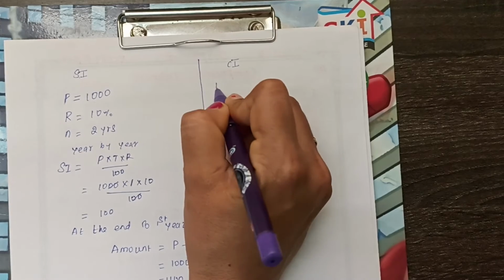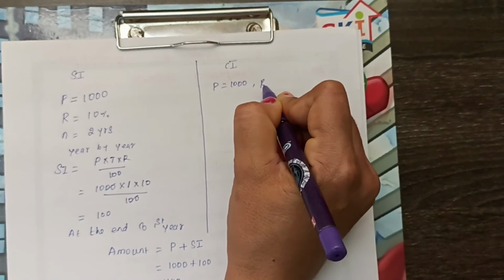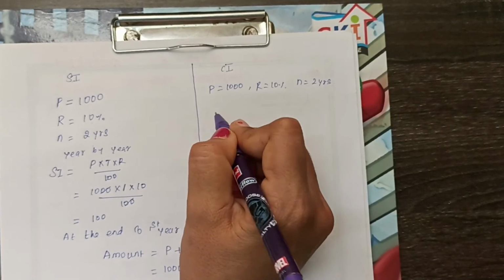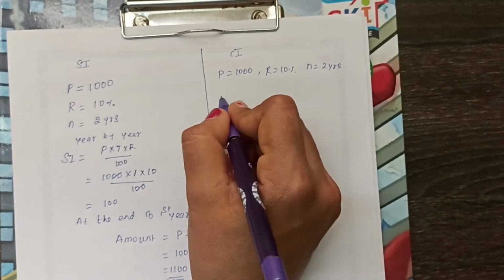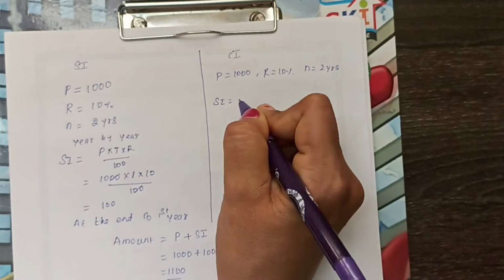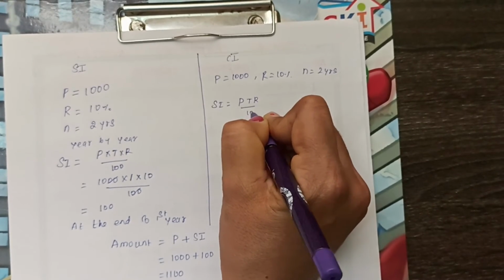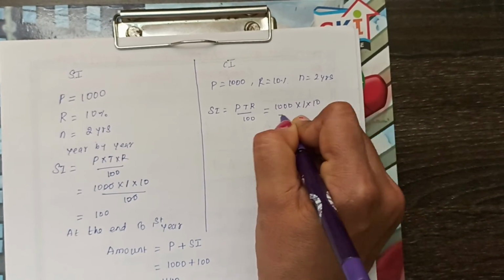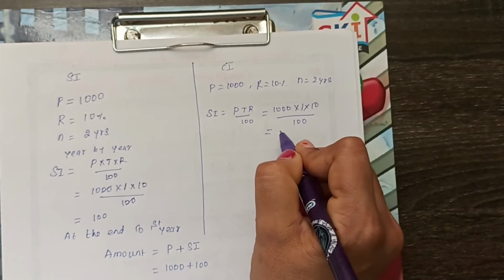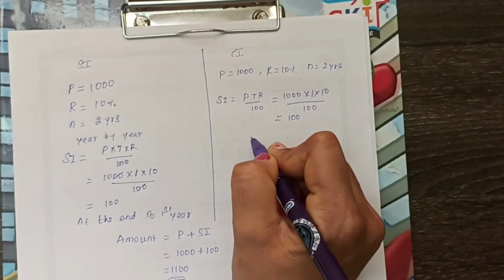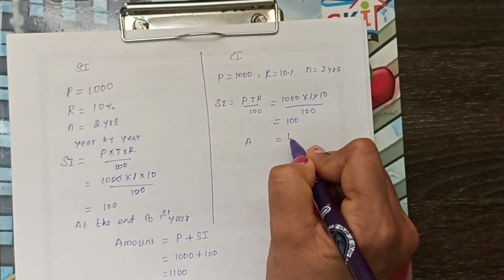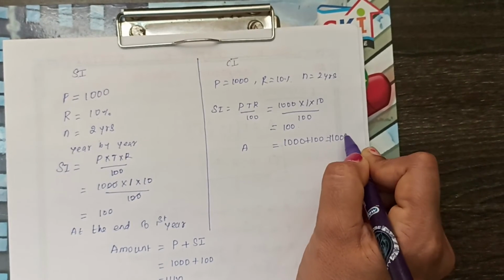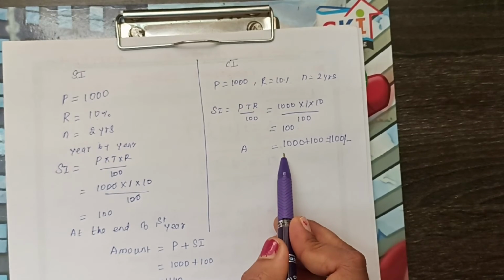The same principal amount is 1000 rupees, R is 10% and n is 2 years. Now we are calculating the compound interest. First we find the simple interest; the formula is again PTR by 100. So 1000 into 1 into 10 by 100. Again we get 100 rupees. The total amount at the end of the first year is principal 1000 plus 100, which is 1100 rupees.